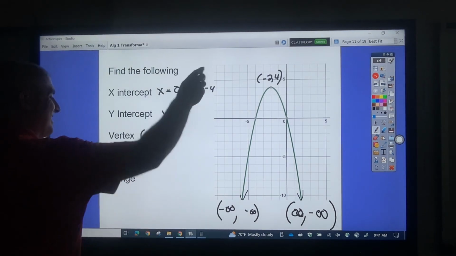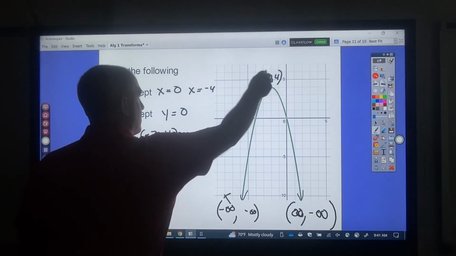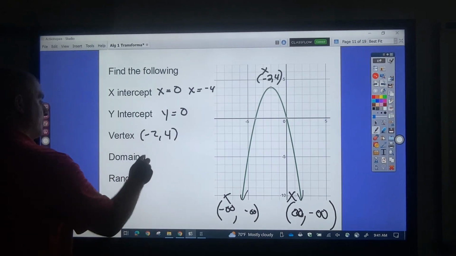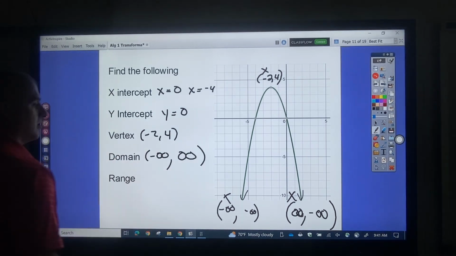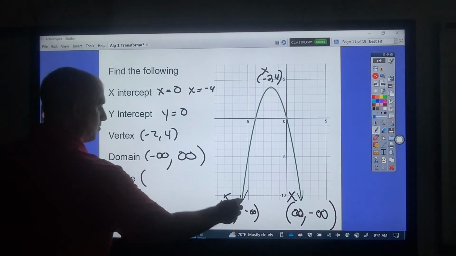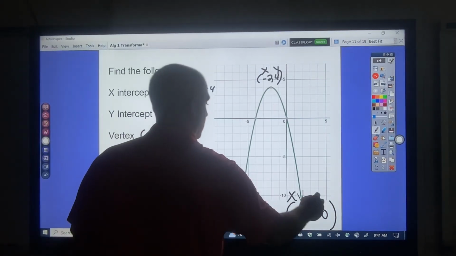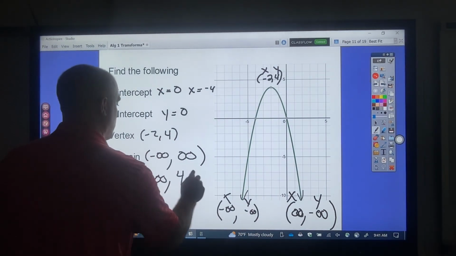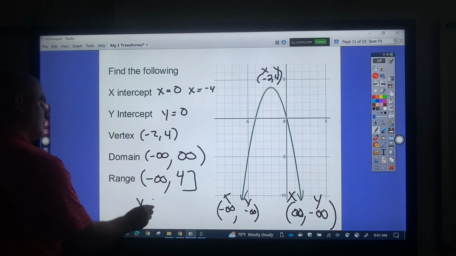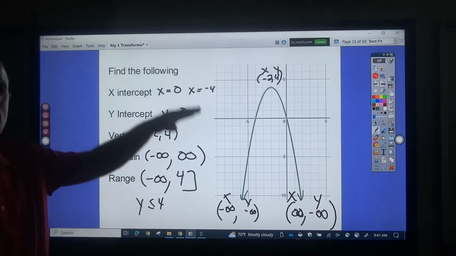My smallest x value for the domain is negative infinity. My biggest is positive infinity. Range, my smallest y value is negative infinity. My biggest y value is 4. Once again, this would be y is less than or equal to 4 because the graph is going down.